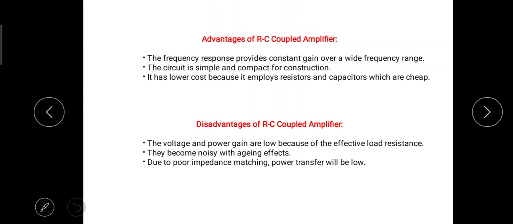And thirdly, due to poor impedance matching, power transfer will be low. This is a major drawback of this RC coupled amplifier, that it does not match the impedance of the input and output stage, and due to this mismatching, the power gain will be low.